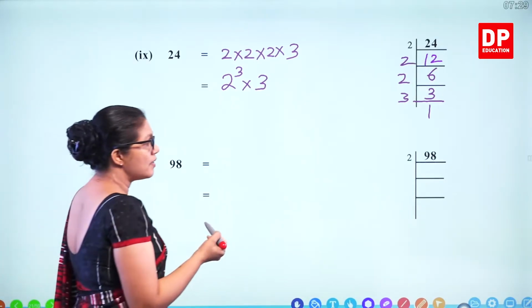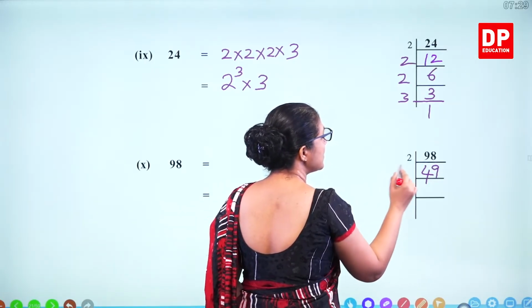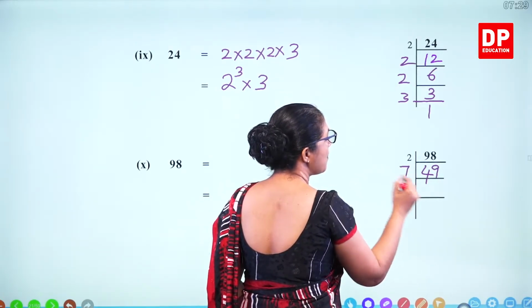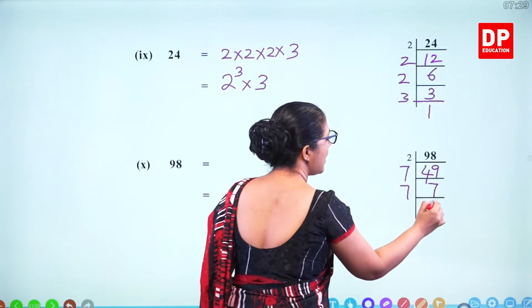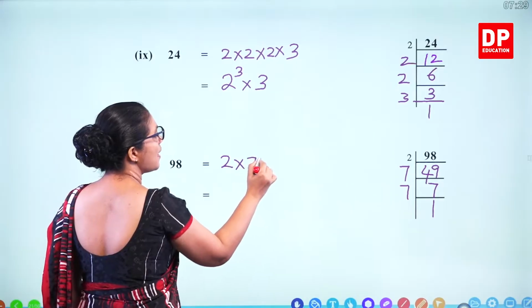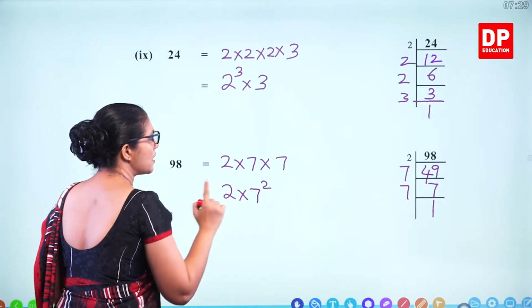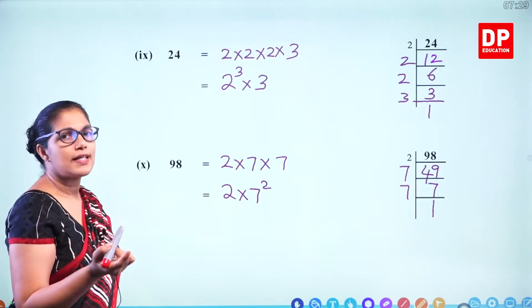98 now. Divide by 2. 49. Then you can divide by 7. And again 7. 2 times 7 times 7. 2 into 7 squared. Instead of 7 times 7, that's 7 squared.